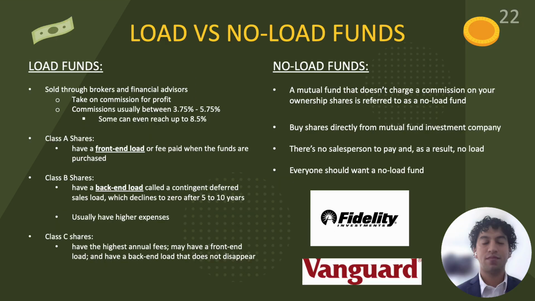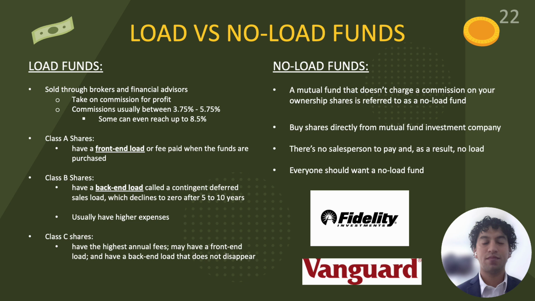One of the first things to know is the distinction between load funds and no load funds. A load is basically a sales commission added to the purchase of a mutual fund. Load funds are usually sold through brokers or financial advisors who charge commissions. These can range between 3.75% to roughly 6%, but sometimes as high as even 8.5%.